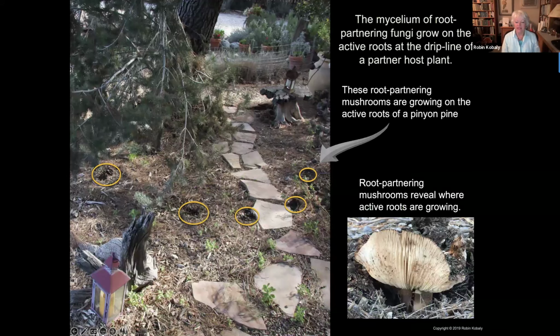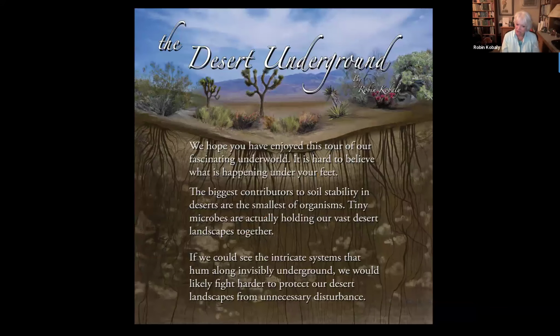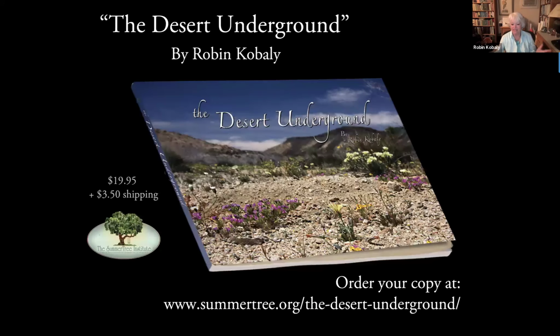So this is just a picture of a fairy ring around a pinyon pine, and you can see how it's all growing in a circle. That tells you exactly where the active roots are on your tree, so that's where to water. So that's the tour for you, and the take home I hope you get is that one of the biggest contributors to soil stability in our deserts are the smallest of organisms. And those little tiny organisms are what are holding all of our vast desert landscapes together. And I think if more people understood that, they'd be able to protect it.